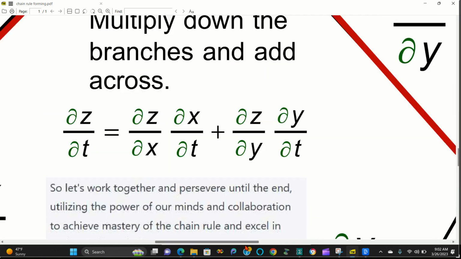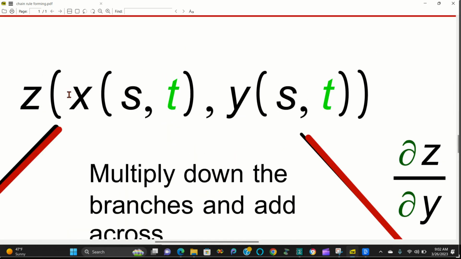Okay, so let's do one last example. Okay, so here is the same expression. Remember x and y are intermediate variables, s and t are independent variables. Z is kind of like the dependent variable here. And we want to differentiate with respect to t now. So keep that in mind. So you want to form the derivative of z with respect to t.